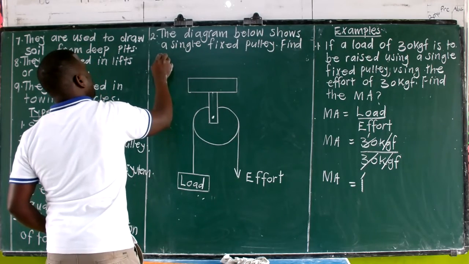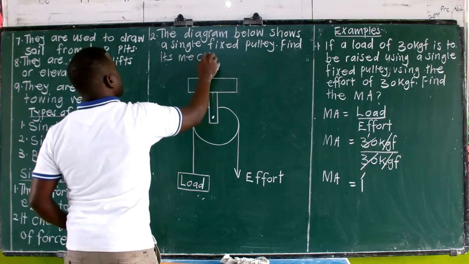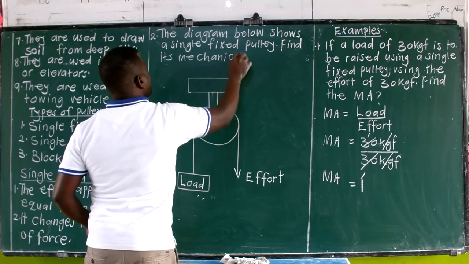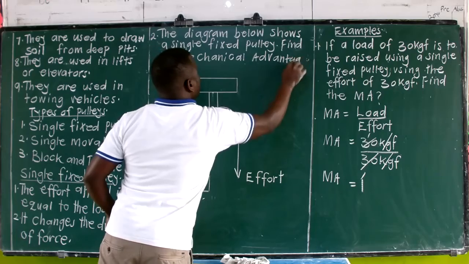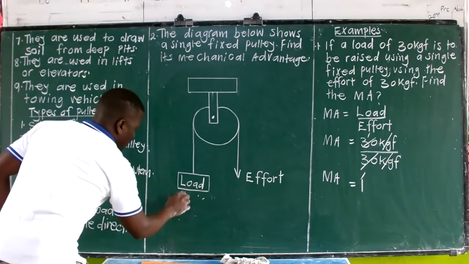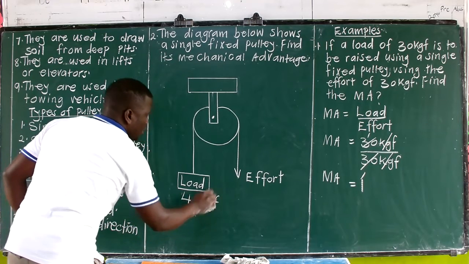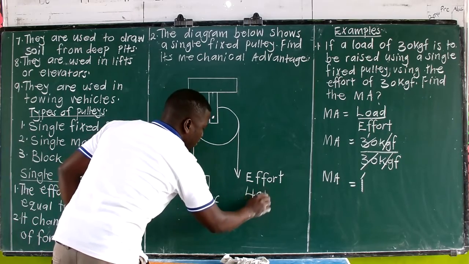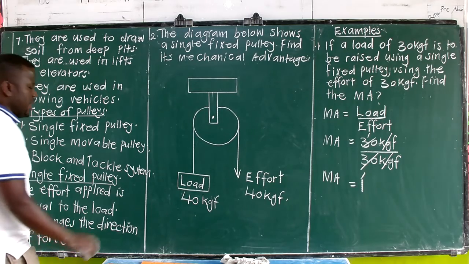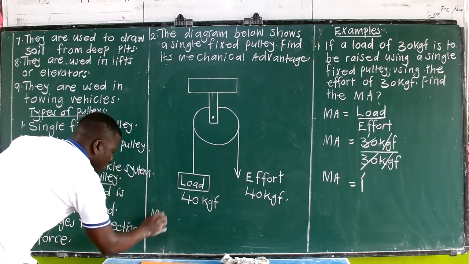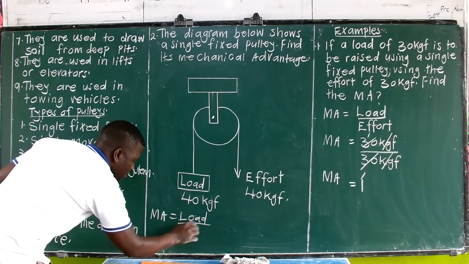Find its mechanical advantage. The load here is 40 kilogram force, and the effort is also 40 kilogram force. So we are supposed to find the mechanical advantage. Simply say mechanical advantage equals load divided by effort.